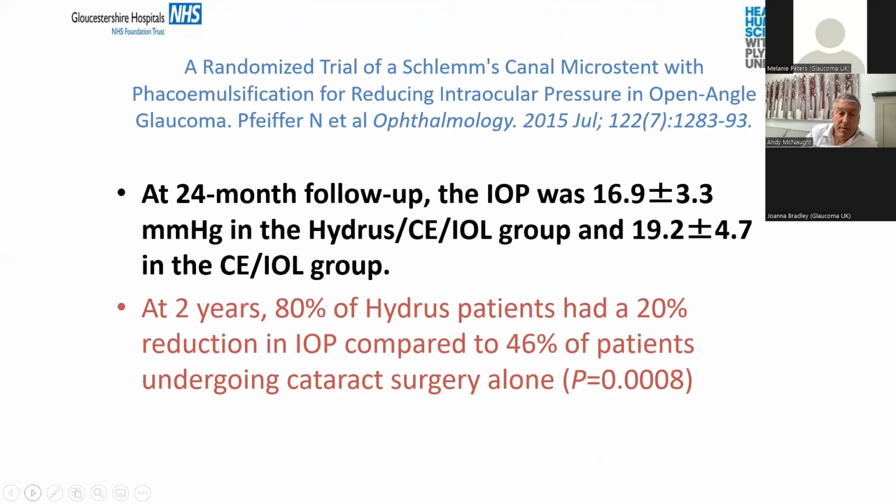So there has been some research, again, in patients having cataract surgery simultaneously. Look there: the pressure at 2 years was about 17 millimeters of mercury in those that had the Hydrus and the cataract, versus about 19 in those that had the cataract operation alone. So again, it's only a 2 millimeter of mercury drop, which is quite small, but it's safe.